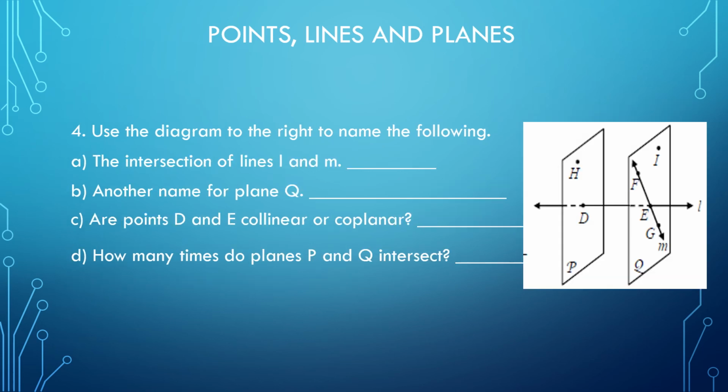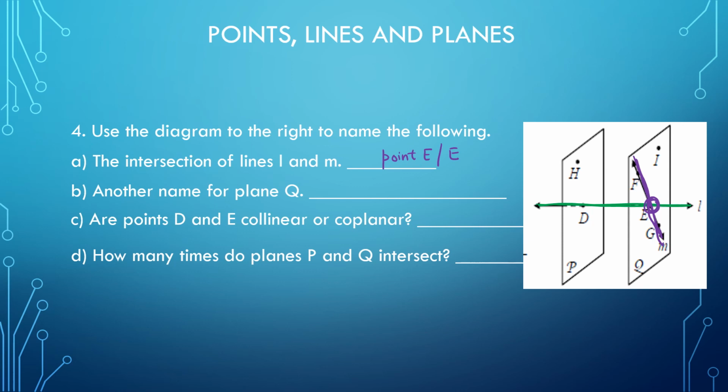For question number 4, part A, you have to figure out the intersection of lines L and M. So let's go ahead and color line L with green and M with purple. We're looking for the intersection of 2 lines. The intersection of 2 lines is always going to be a point where they intersect, and we see it's point E. So you can use the word point and the uppercase letter E, or you can just use the uppercase letter E. Part B is asking you to name plane Q.